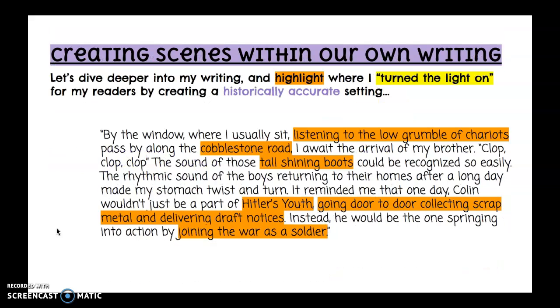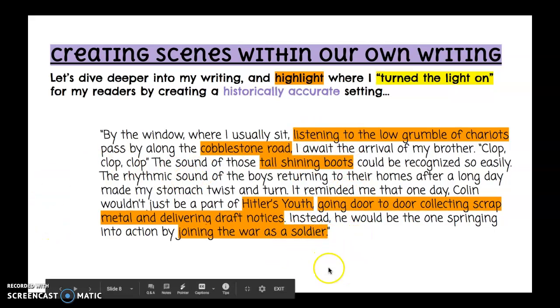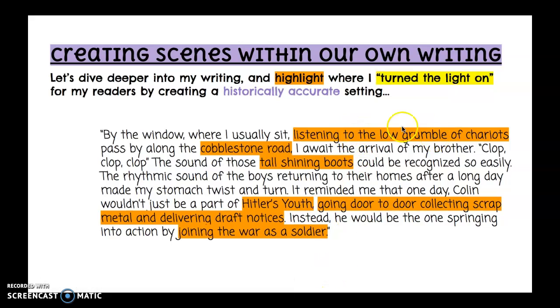Let's dive deeper into my writing and highlight where I turn the light on for my readers by creating a historically accurate setting. As you can see, I already went in and highlighted these few things, but I wanted to read it again to you while you pay attention to the sections that I highlighted.